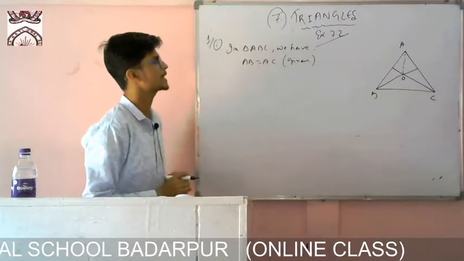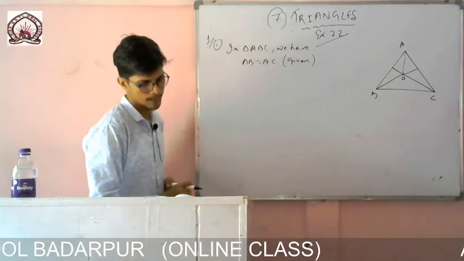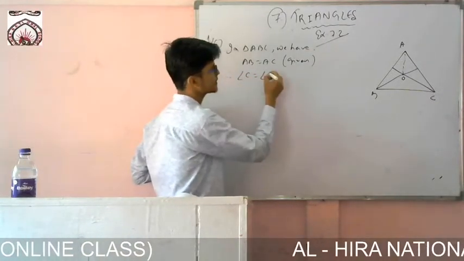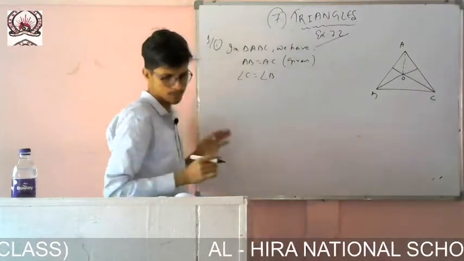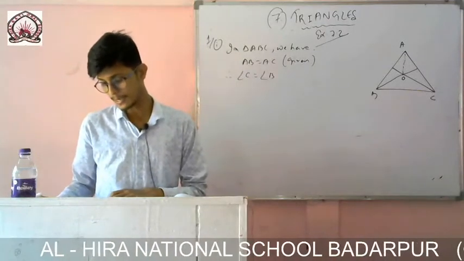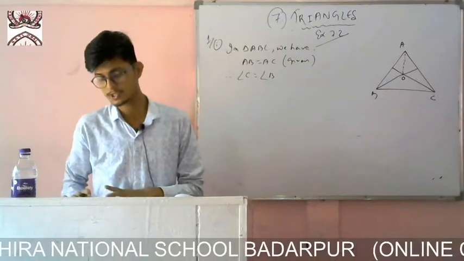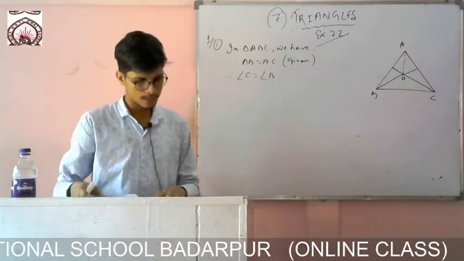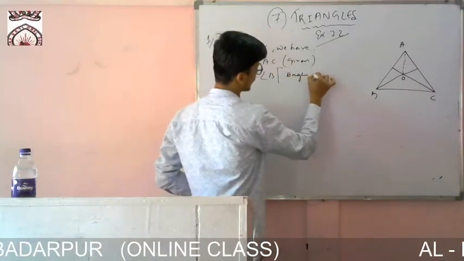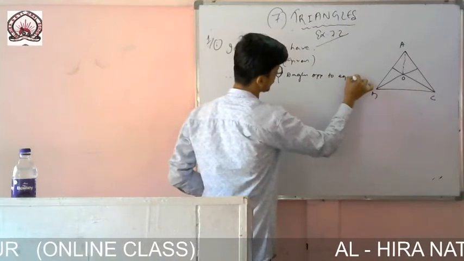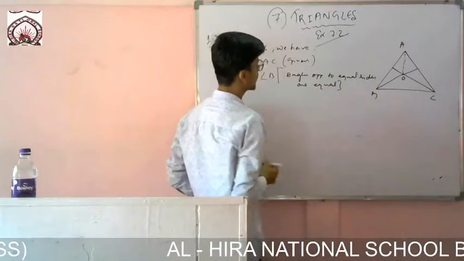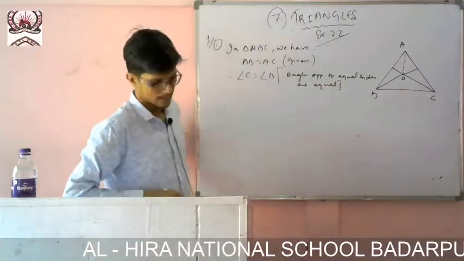So if two sides are equal, then we know that their opposite angles will also be equal. So I can write, therefore angle B will be equal to angle C. Just now we have proved that angles opposite to equal sides of an isosceles triangle are equal. So you write here, since angles opposite to equal sides are equal.